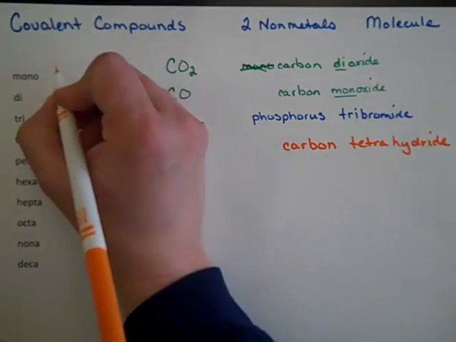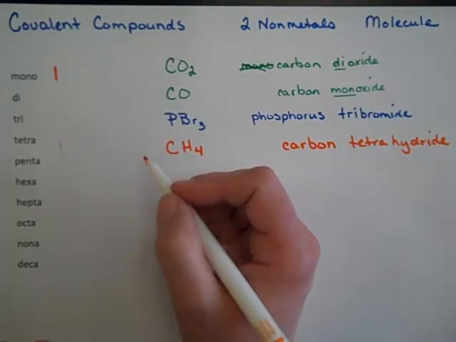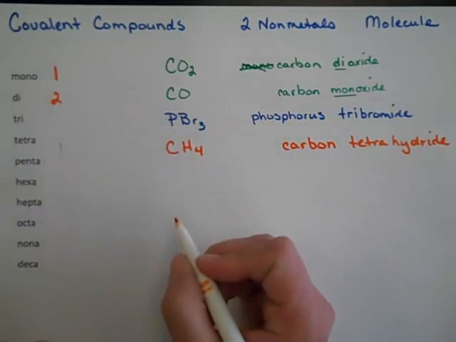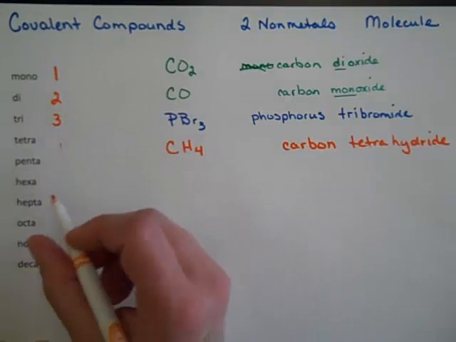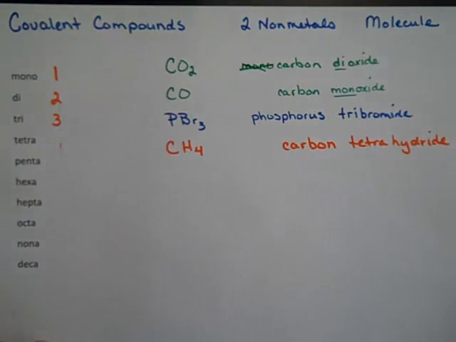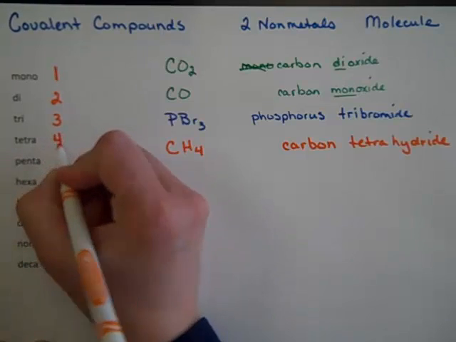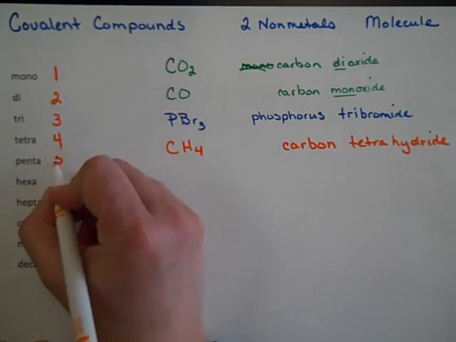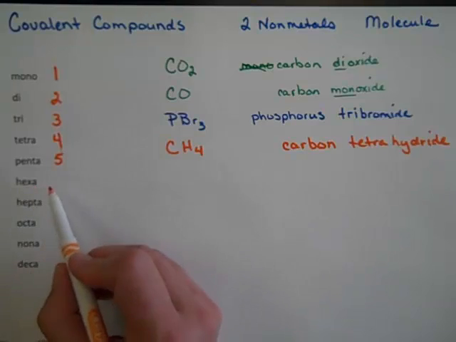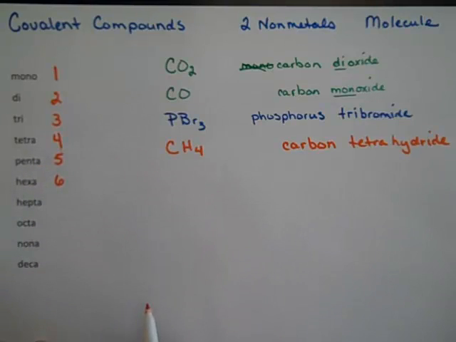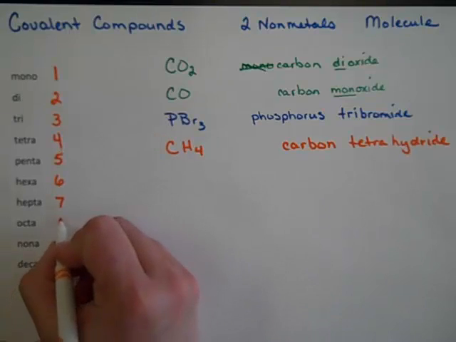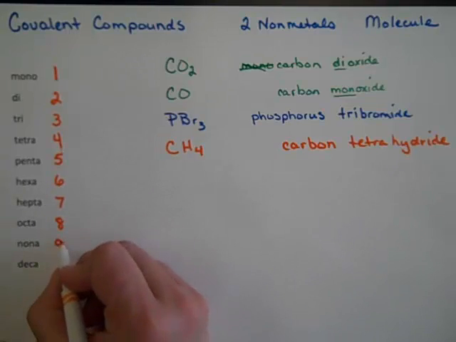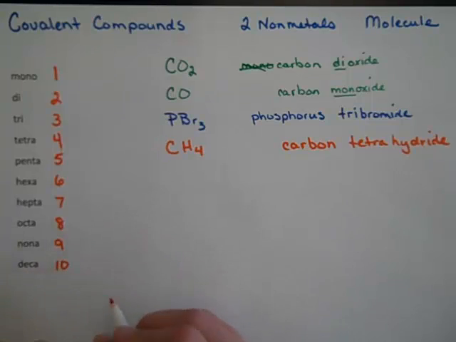Okay, let's just write that. So mono is one. Di is 2. Tri is 3. Think tricycle. Tetra, if you've ever played Tetris, how many little blocks fall down? 4. The pentagon has 5 sides. A hexnut has 6 sides. If you're a heptathlete, you do 7 events. If you're an octopus, you have 8 legs. Nona is 9. If you're a decade old, you're 10. Okay, so these are the prefixes for those.